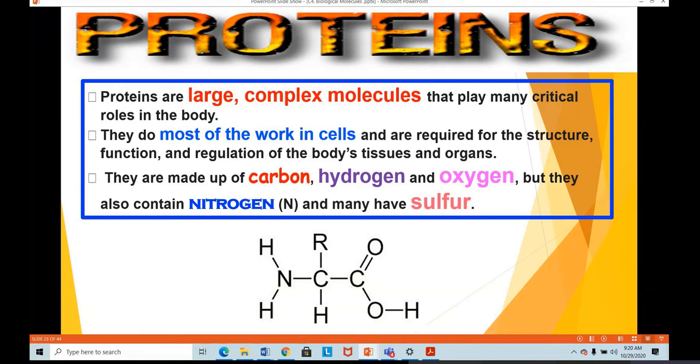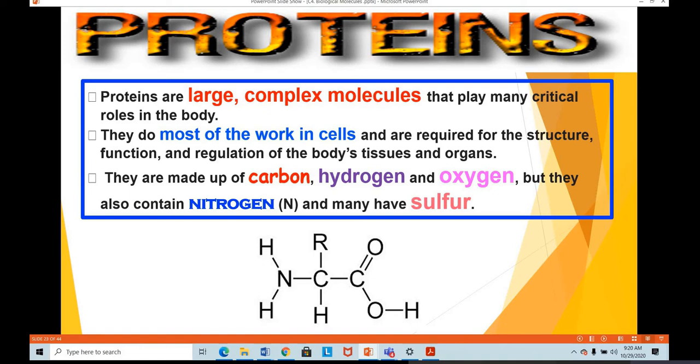Okay. So proteins, they do most of the work in the cells, and they are required for the structure, function and regulation of the body's tissues and organs. So why are they saying they are required for structure, function and regulation? Proteins are the building blocks of the cells, and of course the cells come together to form tissues and organs, and that is why they form the structure, function and regulation of the body's tissues and organs.